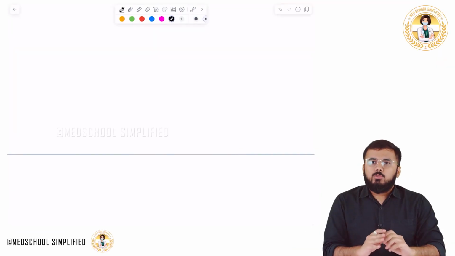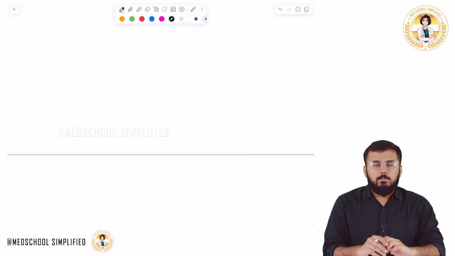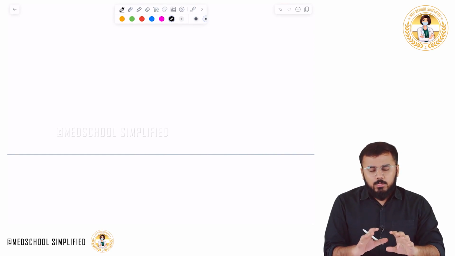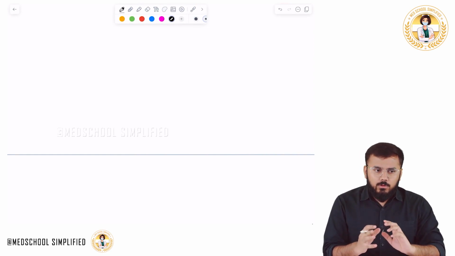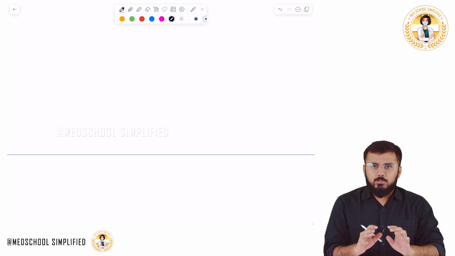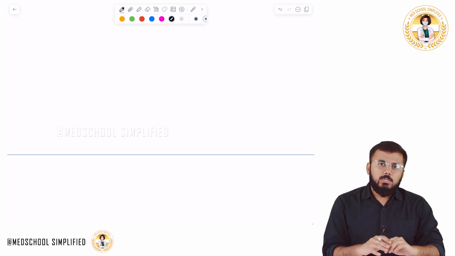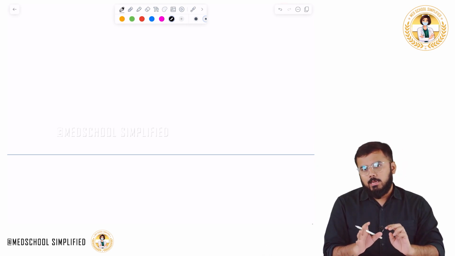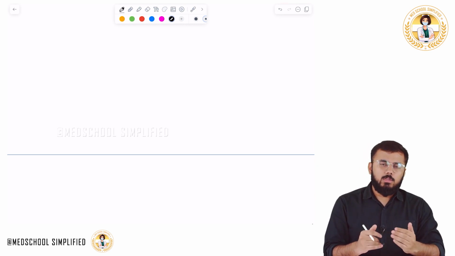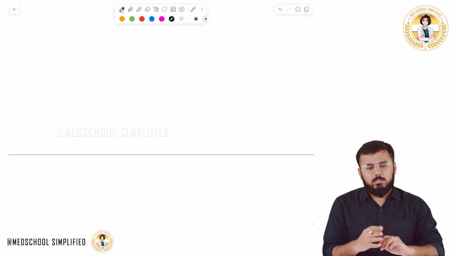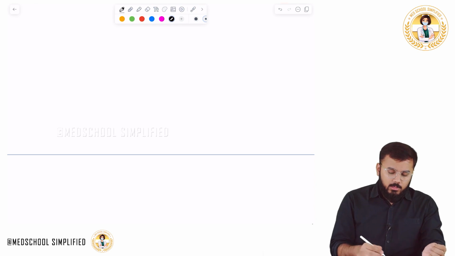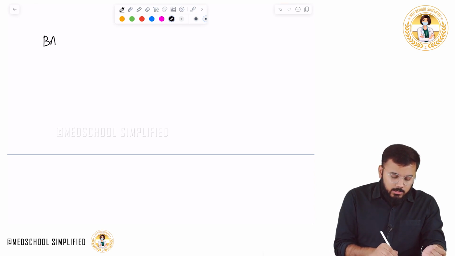Hello guys. So now we shall be discussing the basal ganglia. There are different kinds of nuclei within this basal ganglia. First of all, we shall discuss what this basal ganglia is, and later on, what is the use of these nuclei, what are the connections of the basal ganglia, and what is its function. So the topic of discussion would be the basal ganglia.